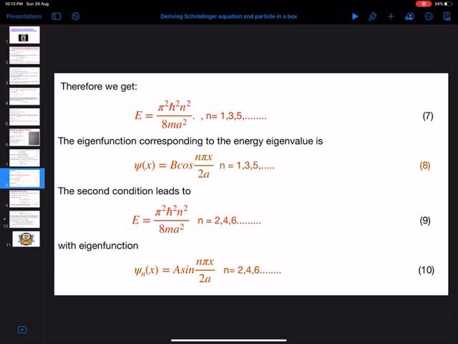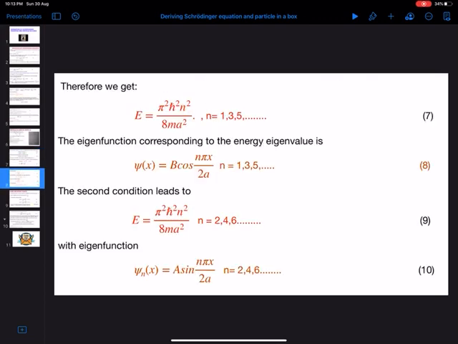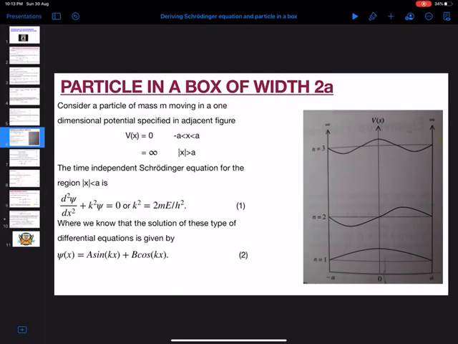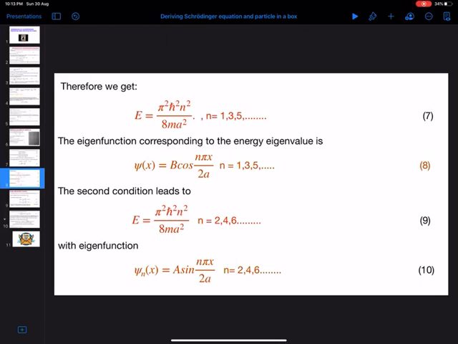Similarly, using the second condition. What is the second condition? The second condition is a sin ka is equal to 0. If you put this, then you will get this equation number 9. And similarly, if you solve for the eigenfunction of this particular eigenvalue with b is equal to 0, the second term will be 0, and psi is equal to a sin kx, and putting in the value of k, you will get equation number 10.